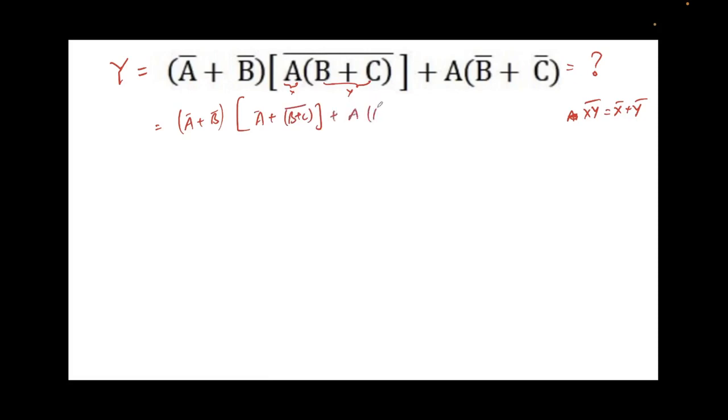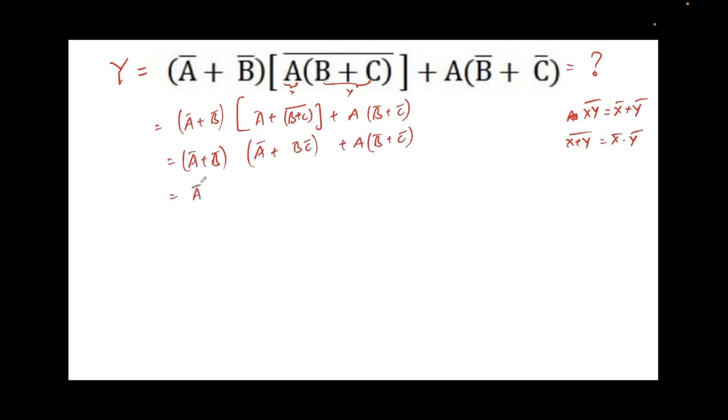So let's copy the second term. Again, this term will remain the same. And now I can apply the second De Morgan's law, which is (X plus Y) whole bar is equal to X bar times Y bar. So I'll assume that this (B plus C) whole bar, look at it, it's of the form (X plus Y) whole bar. So I can write it as simply B bar C bar plus A times (B bar plus C bar). Now let's multiply the terms.